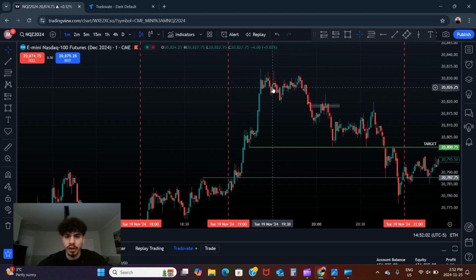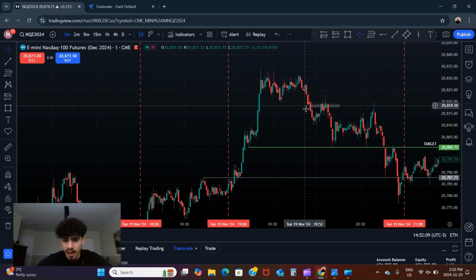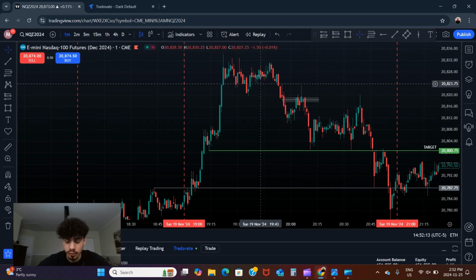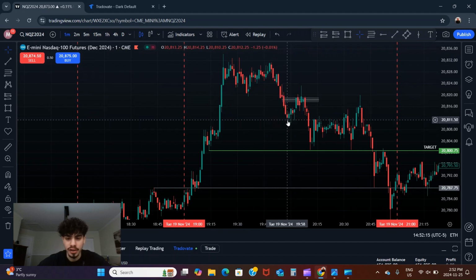So it's due to the liquidity, or the lack of liquidity, in Asia session. Anyways, we wait, price comes back up, and now boom, displacement. That's speed, right? We get speed and a lot of big red candles going to the downside.